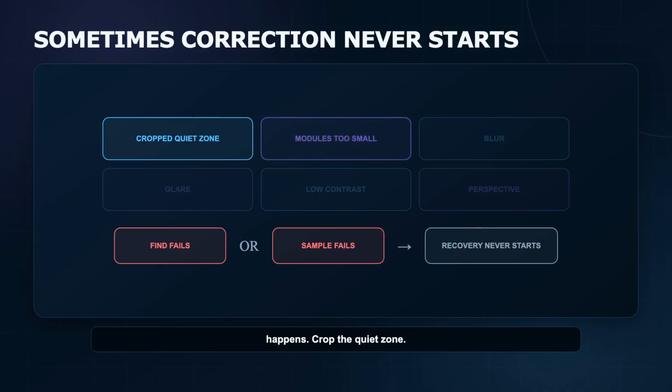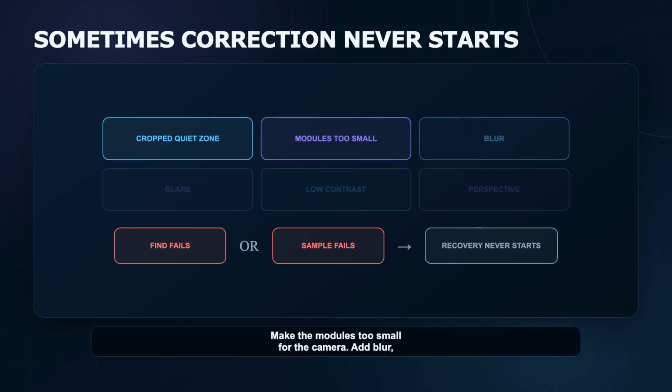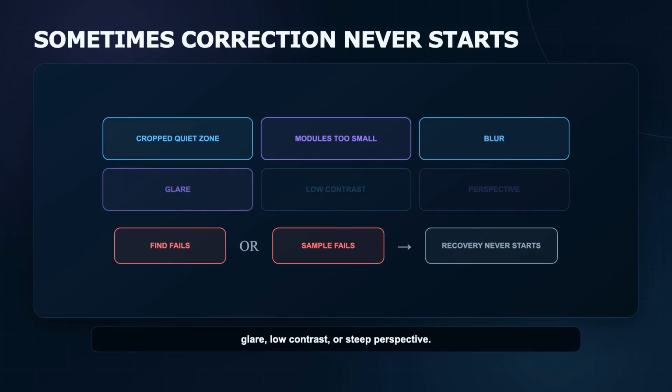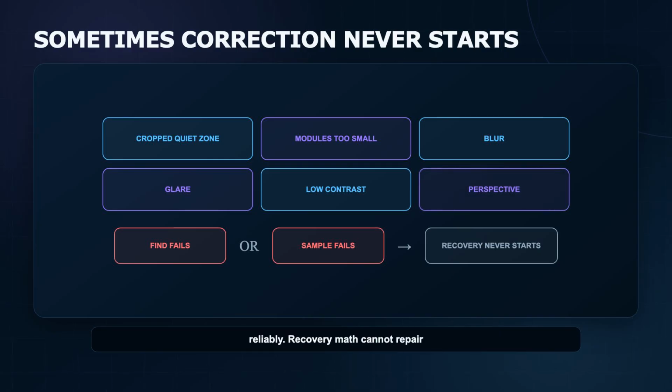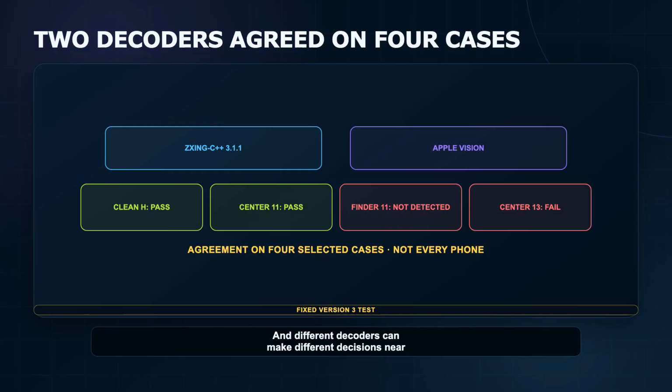Crop the quiet zone. Make the modules too small for the camera. Add blur, glare, low contrast, or steep perspective. The symbol may be clean in its data region, yet still be impossible for that reader to locate and sample reliably. Recovery math cannot repair an image that never becomes usable code words, and different decoders can make different decisions near the limit.